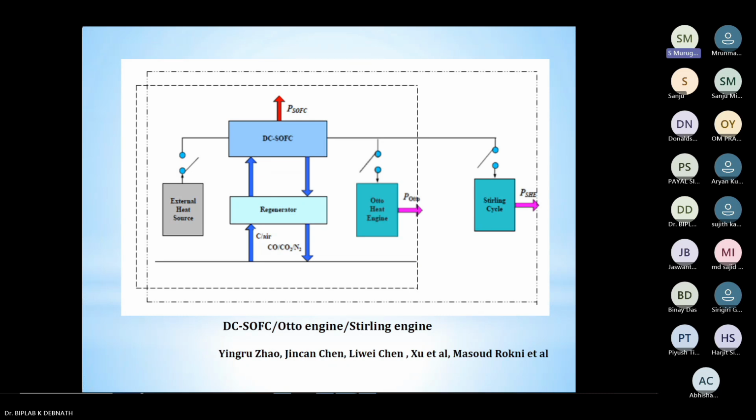Then, how we can combine either an Otto engine or a Stirling engine, whatever it may be, I'm just giving an illustration. For example, the SOFC has a high operating temperature, so you can combine it with an Otto engine or with a Stirling engine. Depending on the requirement, you can combine this internal combustion engine. It may be Otto or Stirling, or some people use a CI engine as well. Next.